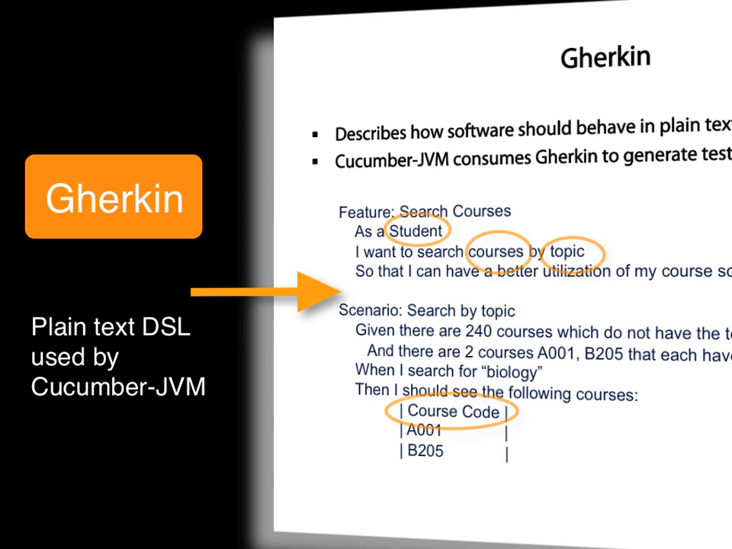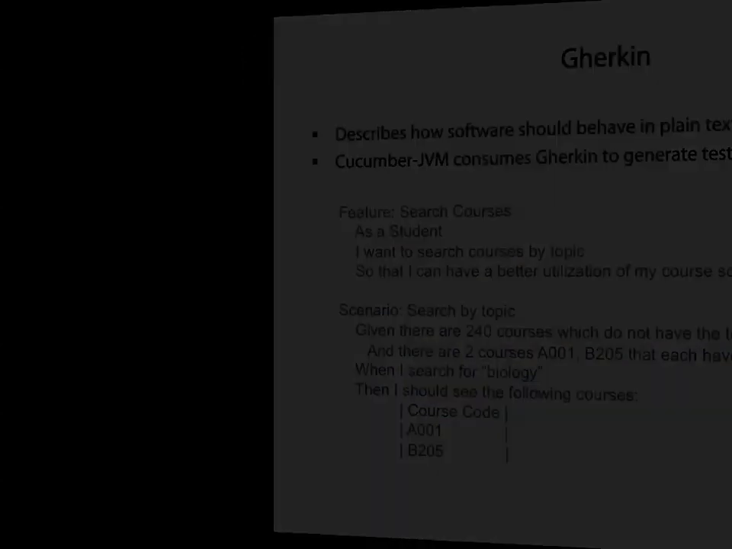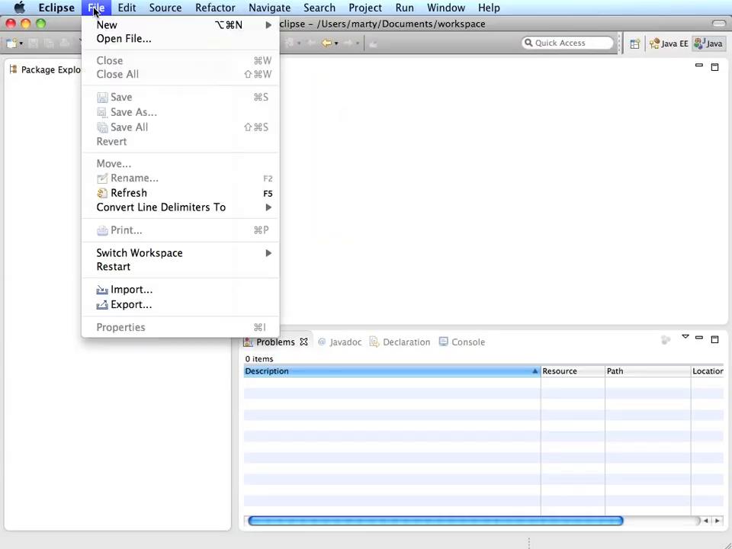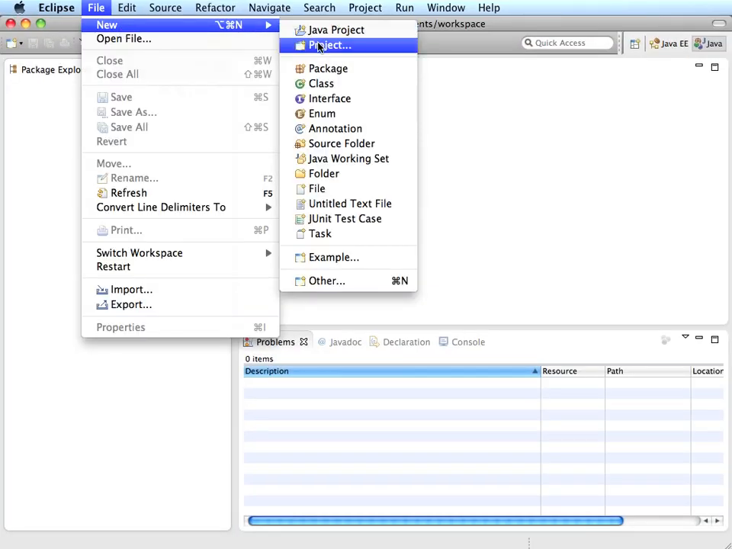Here's an example of a feature file in a DSL we used on a project at an online university. The highlighted terms were used in the feature and scenario descriptions given to us by the product owner. These same objects, course, topic, and course code, exist as objects in the system today. Now let's jump into the IDE and see how we set up a Cucumber-JVM project.